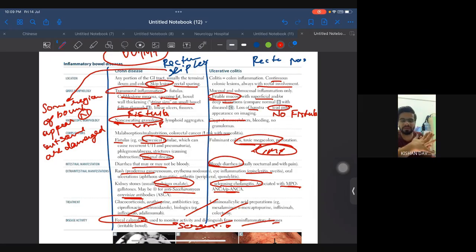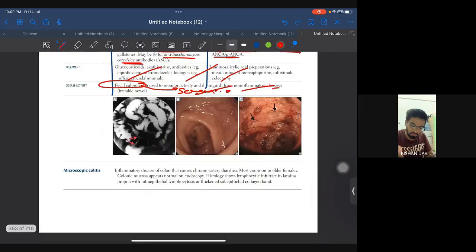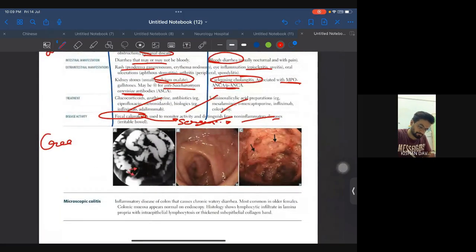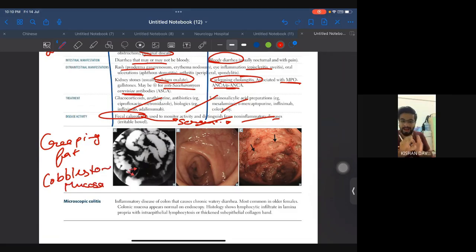One important link of ulcerative colitis is toxic megacolon, and second is sclerosing cholangitis. Okay, very simple. Just give it a read again and again. So many questions are there in UWorld and NBME also. Okay, and in Crohn's disease, they will show you creeping fat. They will show you cobblestone mucosa. So whenever you are solving UWorld or NBME, make sure you have at least seen them once.